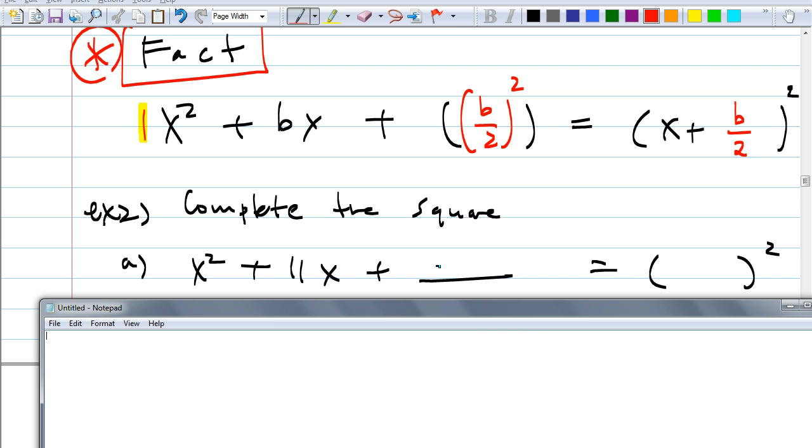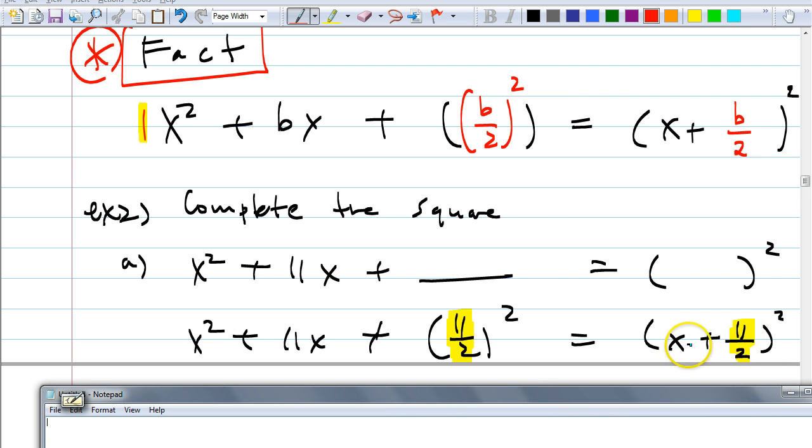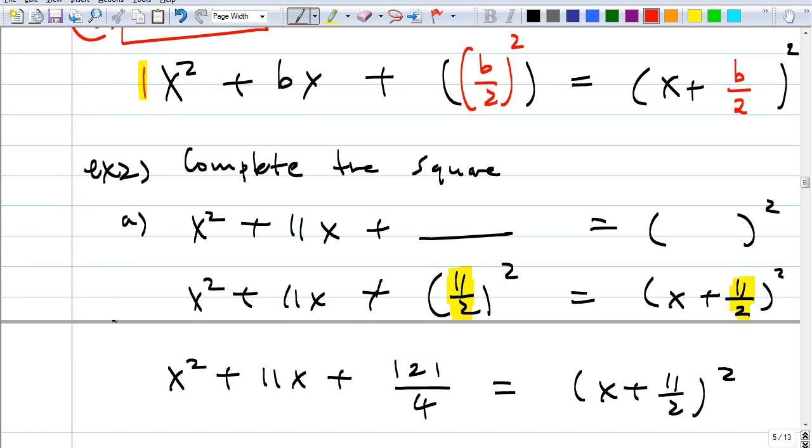Do you mind? Okay, so then, of course, did you all say it's 11 over 2 squared? Yeah. There you go. And of course, then it becomes x plus 11 over 2, the whole thing squared. Would you not agree? Okay. So what is 11 over 2 squared, by the way? Let's simplify this. Yeah, 121 over 4. Okay.